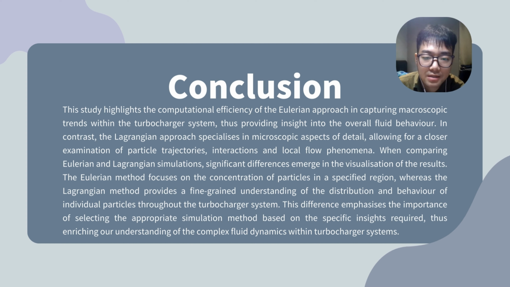This study emphasized Euler efficiency in capturing macroscopic change within the turbocharger, whereas the Lagrangian method excels in microscopic detail, tracking individual particle behavior. Comparing simulations, Euler focused on particle concentration in specified regions, while Lagrangian offers a nuanced understanding of particle distribution and behavior throughout the system. This disparity underscores the necessity of selecting the suitable simulation method to enhance comprehension of turbocharger fluid dynamics.